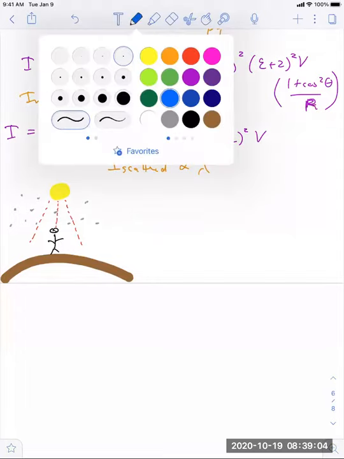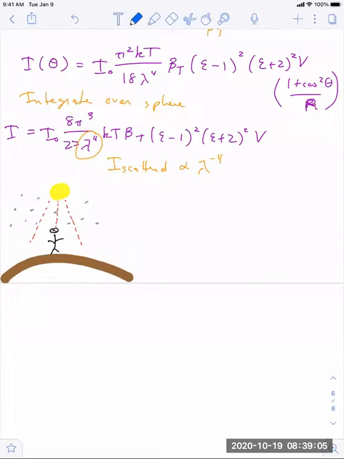Whereas if I have blue light, this ray of light initially didn't look like it was coming my way, but then it starts to scatter off of all of these gas particles and eventually finds its way to my face. And so that's why if you look at the sky at noon, the sky is very blue.